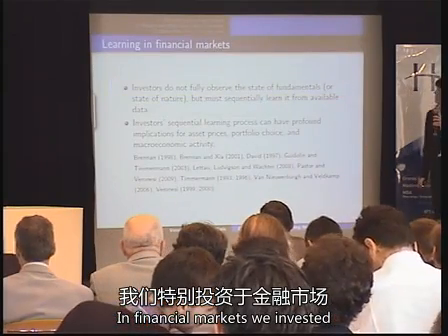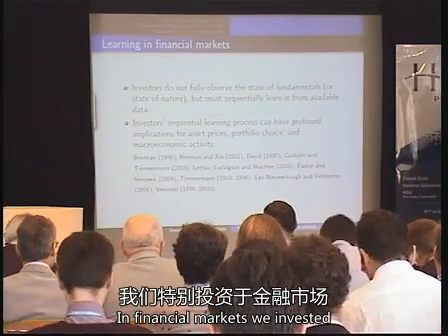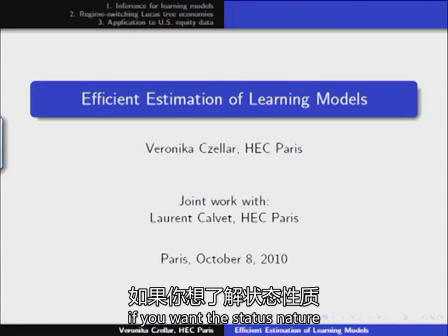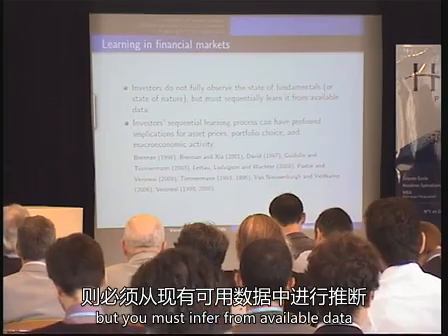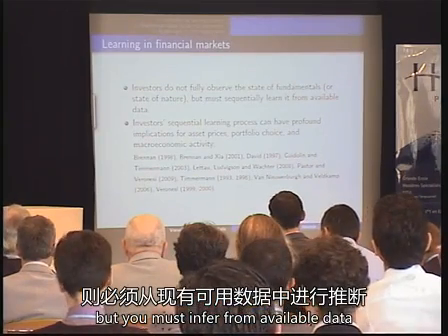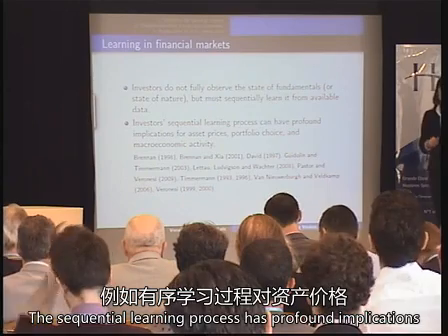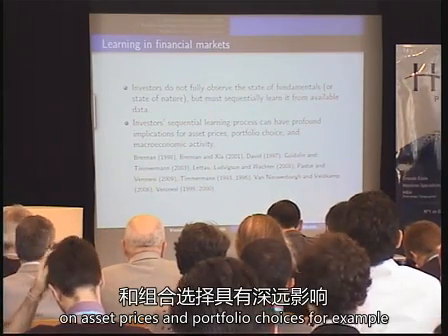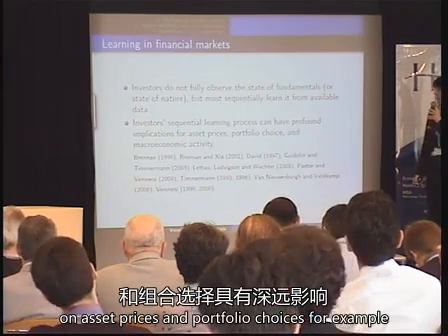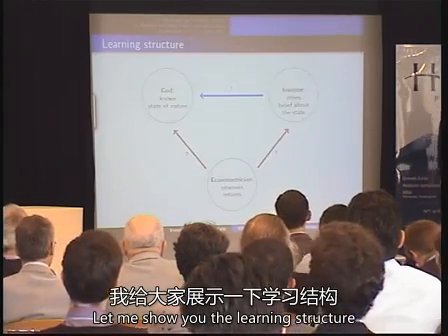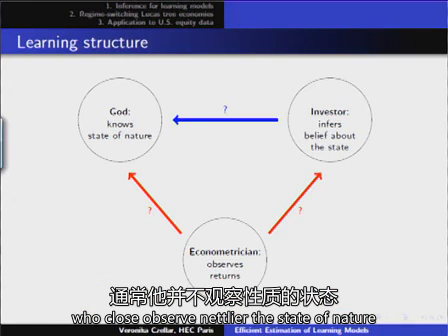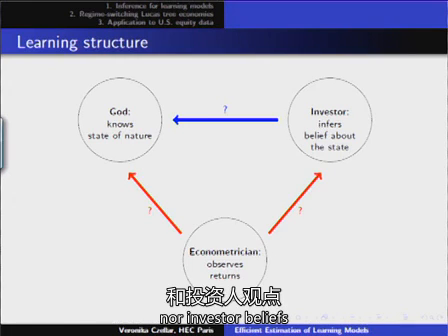So in financial markets, investors typically do not observe the state of fundamentals, or if you want, the state of nature, but must infer it from available data. And this sequential learning process has profound implications on asset prices and portfolio choices, for example. Let me show you the learning structure. We have the econometrician, who observes neither the state of nature nor investors' beliefs.